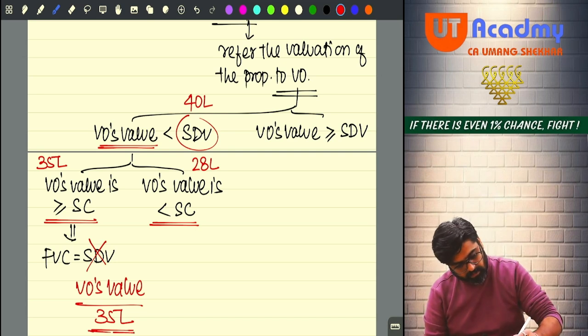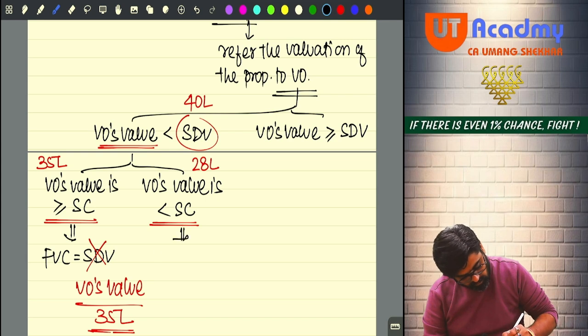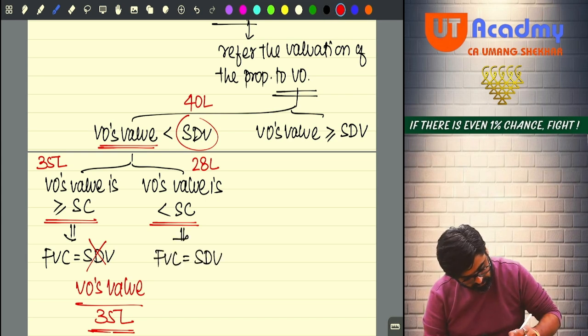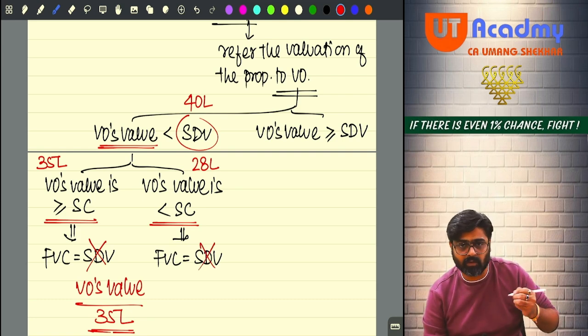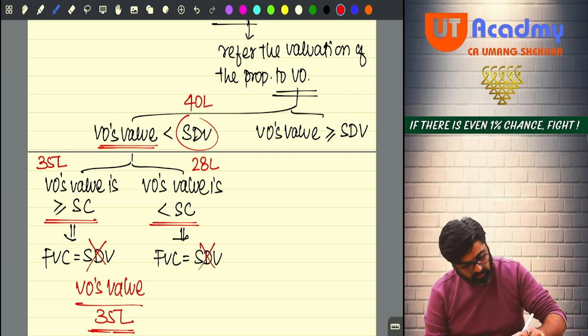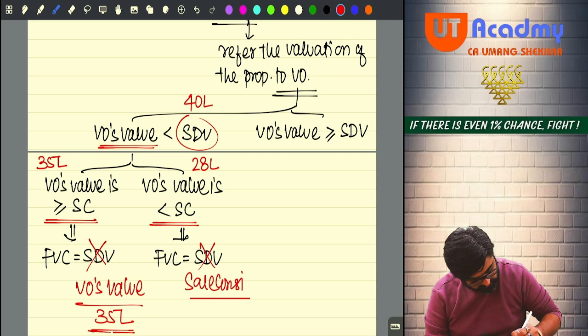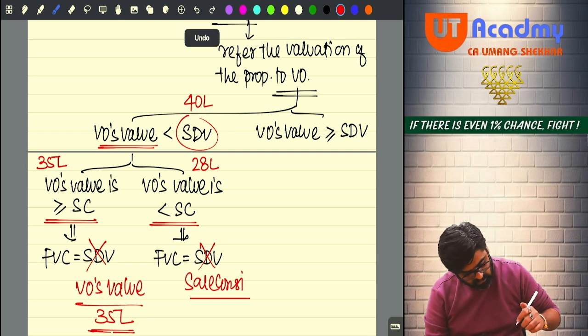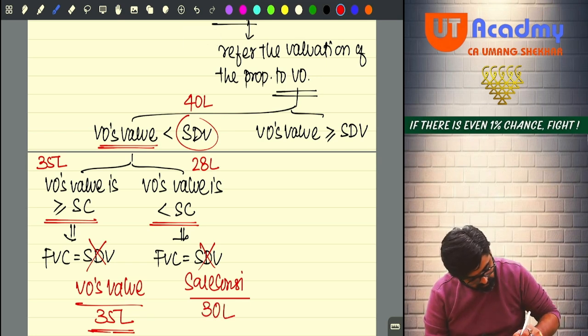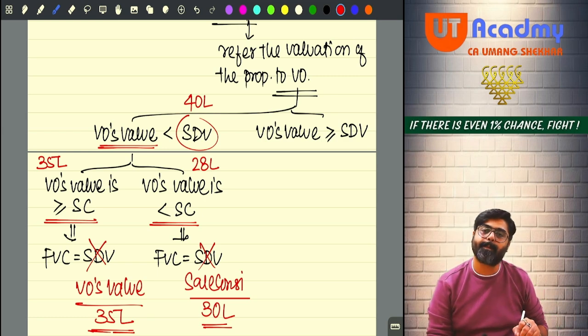And here, for full value of consideration, stamp duty value cannot be adopted because VO's value is lower. Yes or no? So here what will be taken? Come on, tell me. Here your sale consideration will be taken because that is still higher than VO's value. Will you remember this?